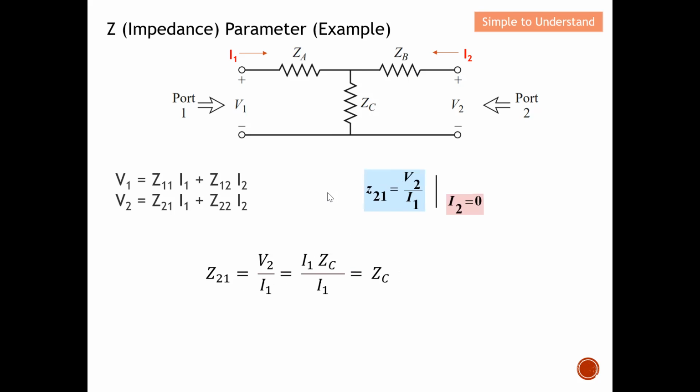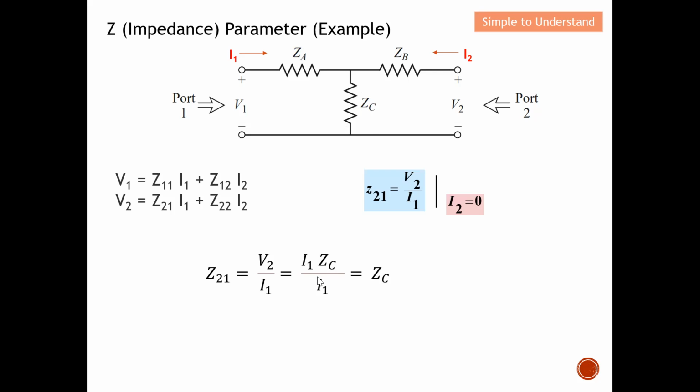Next, let's find my Z21. For this case it will be V2 over I1 while I2 is equal to 0, which means there's no current flowing here. I only have current I1 flowing. Basically, current I1 flows through ZA and also through ZC. How do I find my V2 again? As I told you, this V2 is equal to I1 multiplied by ZC.